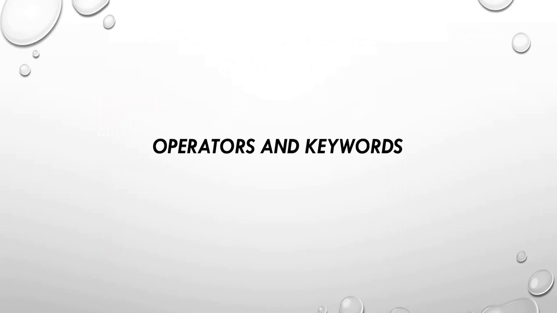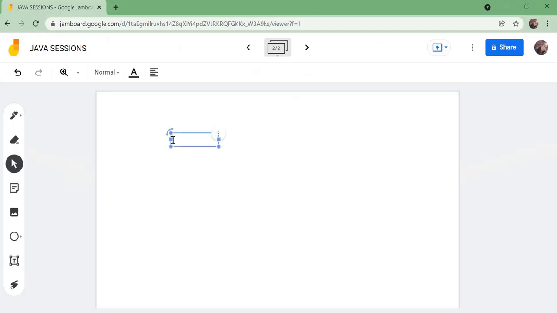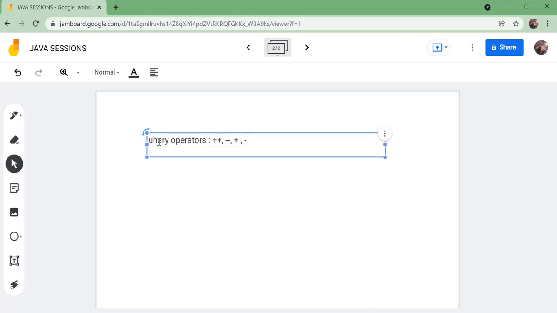And operators and keywords that we use in Java programming. So basically, operators are used to perform certain computations or calculations. For example, the first one is unary operators: increment, decrement, a positive sign and a negative sign. These are the unary operators.